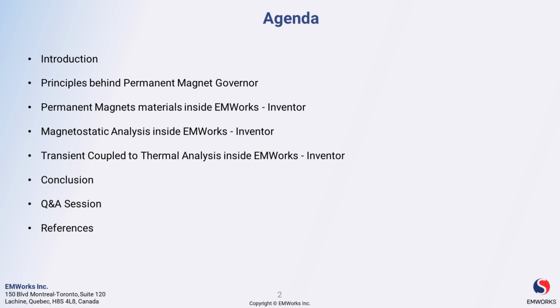Moving on, we will delve into the transient magnetic analysis features of EMWorks Inventor, enabling us to study dynamic effects and time-varying phenomena in the governor model. We will also discuss outputs such as transient torque, magnetic field distribution, current density, and heat flux distributions. Finally, we will conclude the webinar with a summary and address any questions you may have during the Q&A session.